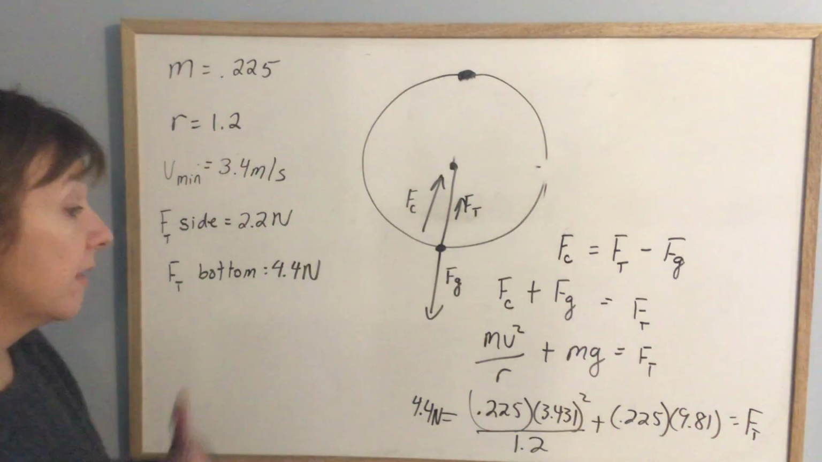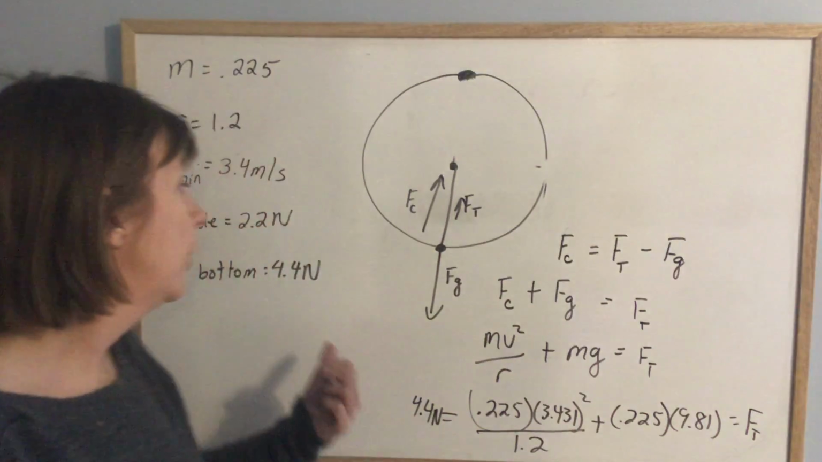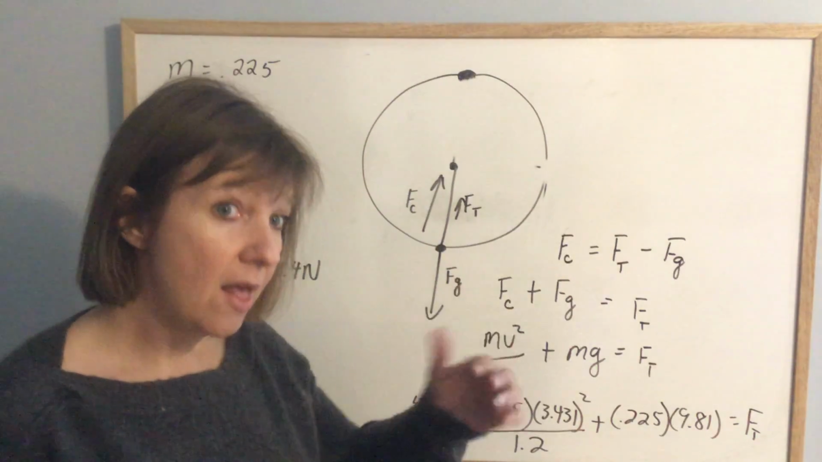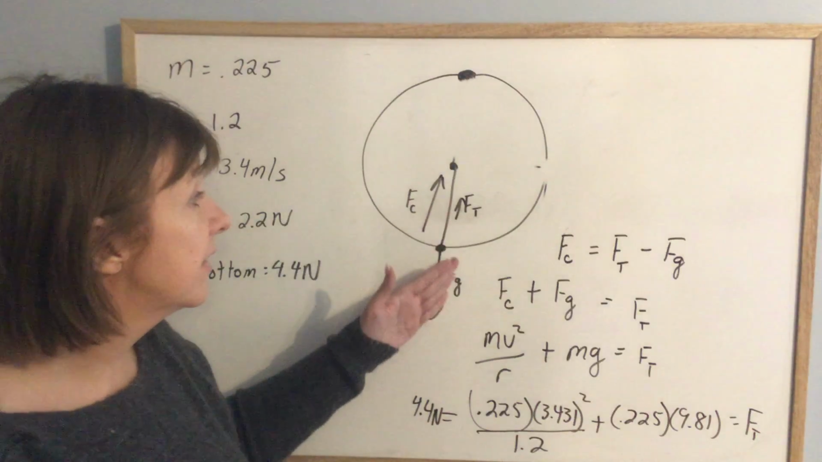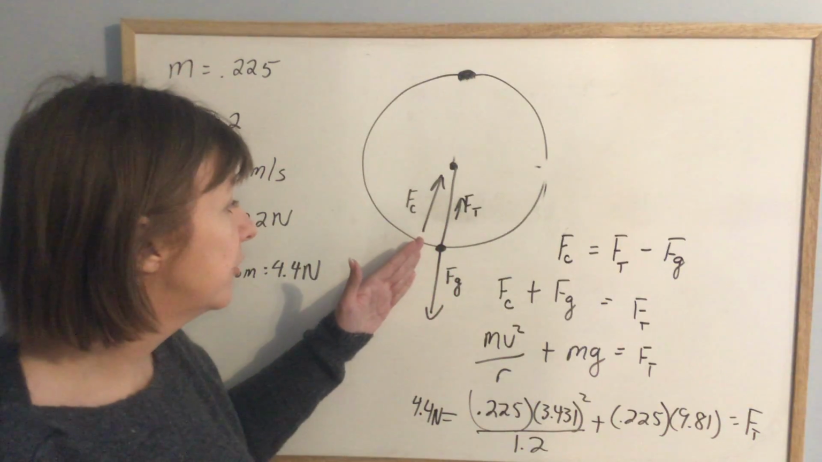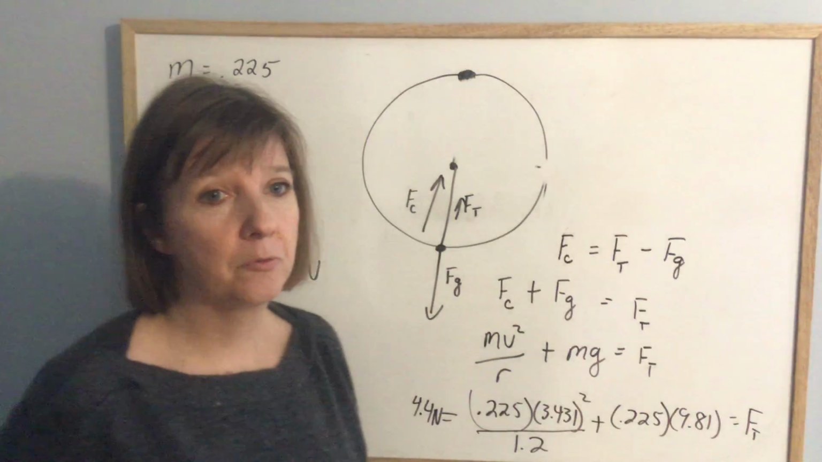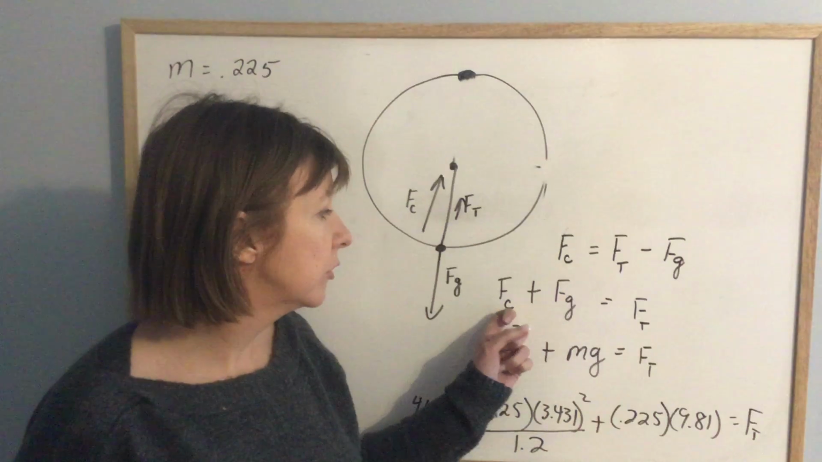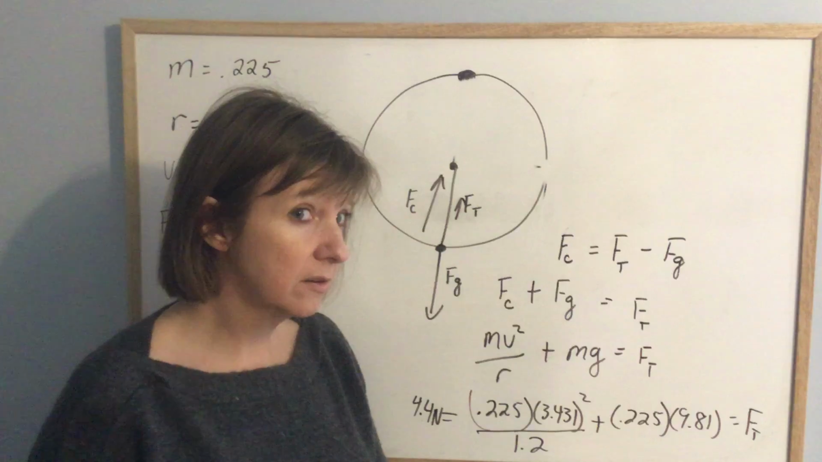If the question says how much tension does the string have to be able to withstand, well, it has to be able to withstand 4.4 newtons, because at the bottom, that's where your maximum tension is going to be, because it has to take care of the centripetal force, but it also has to take care of the force of gravity. So that's why, right? Because your force of tension is equal to your centripetal force and your force of gravity combined.